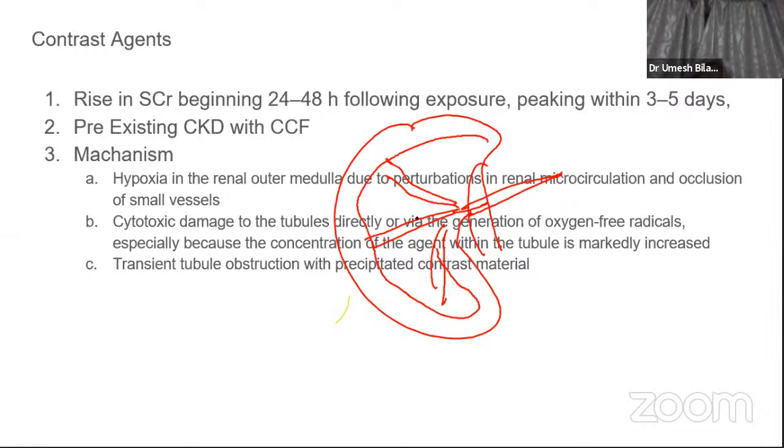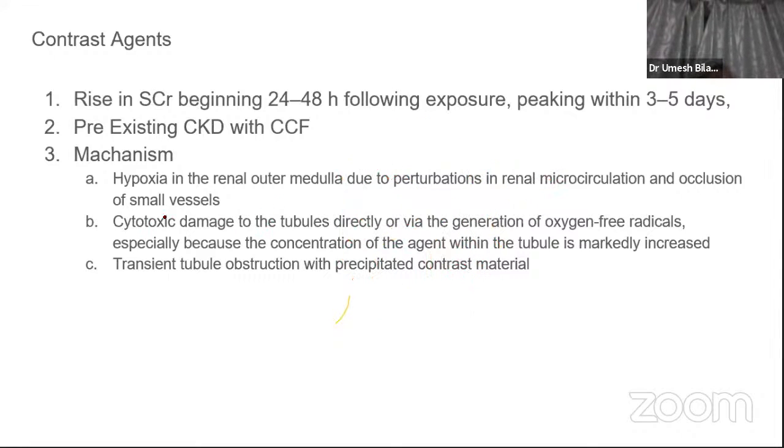If any compromised state happens, suppose hypovolemia or CCF, these are the marginalized tissues. They are in the periphery, so if there is any problem, they suffer the most. This cortex suffers the most, so the hypoxia manifests there more severely, and thus contrast-induced nephropathy happens.